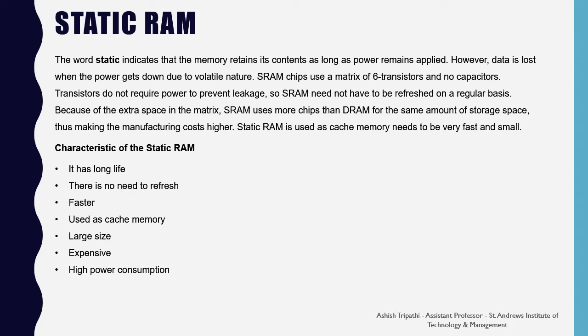Some of the characteristics of static RAM are: it has a long life, and there is no need to refresh because it doesn't have any capacitor. It is faster because transistors are faster to execute, and it can be used as a cache memory. It is of large size because transistors occupy large space in the matrix PCB format. Because of this large space, it is expensive, and it also consumes high power during operation.